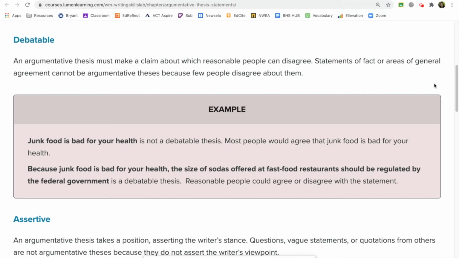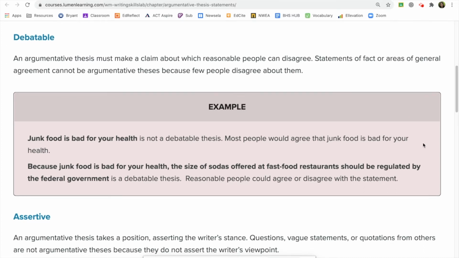Junk food is bad for your health. This is not a thesis statement because it's a fact. You cannot argue that junk food is good for you. So instead, you could say, because junk food is bad for your health, notice that you can put that fact at the beginning of there. Because junk food is bad for your health, the size of sodas offered at fast food restaurants should be regulated by the federal government. So that would definitely be debatable because some people would argue in support of that, and then some people would completely disagree. But both of those are legitimate conclusions that you can make based on that fact that junk food is bad for your health. So it is debatable.